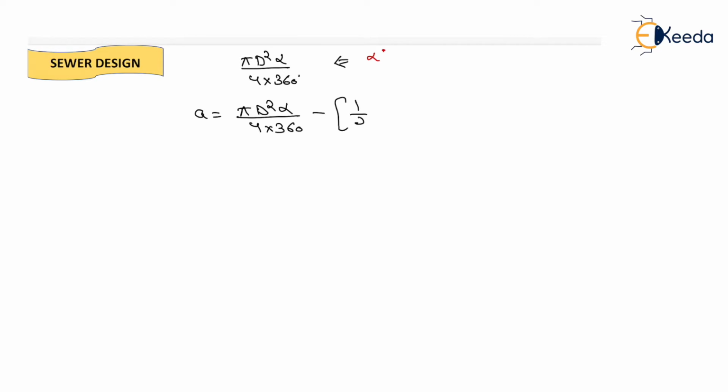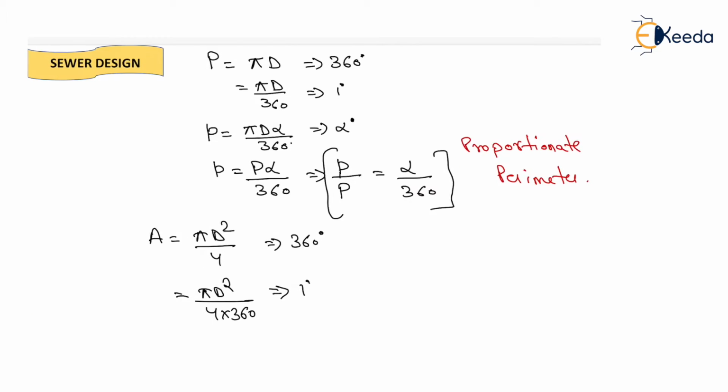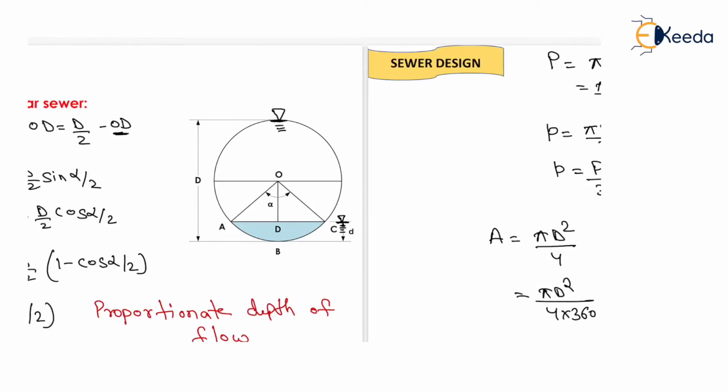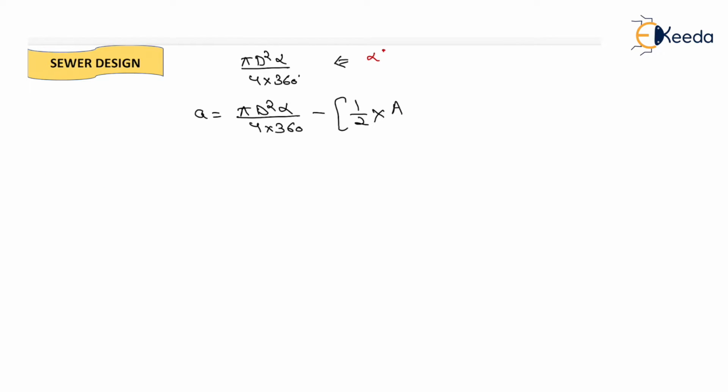which will be equal to half into base into height. Now what will the base be? It will be equal to AC, and the height will be equal to OD. So it will be equal to half into AC into OD. Now what will be the value of AC? It will be equal to 2 times AD, and we write it as 2 times AD into OD.